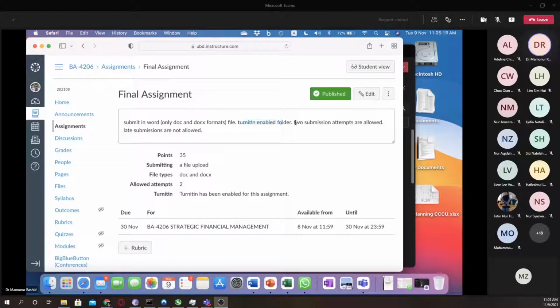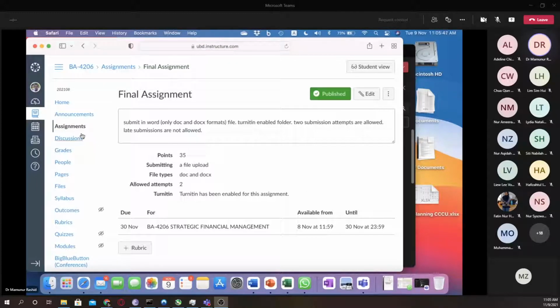I'm allowing you to submit twice, maximum 2 times. These are the allowable submissions. So if the first time your Turnitin score is very high, you can submit again, but make sure that you delete the first submission. Late submissions are absolutely not accepted at all. There is 35% mark for it. Be very careful, don't lose any mark here. These are easy marks to grab so that you can increase your grade.